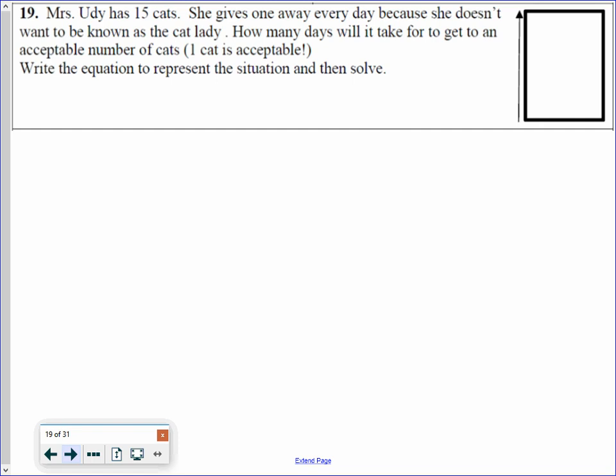So as we look at this, Mrs. Judy has 15 cats. She gives 1 cat away each day. So she loses 1 cat each day. So I'm going to do D for day. And she wants to know how long it will take her to get down to 1 cat. So let's take a look at this one. Again, we're going to be talking about what is happening to D. So D first up here. D is being multiplied by a negative 1 because she's losing 1 cat each day.